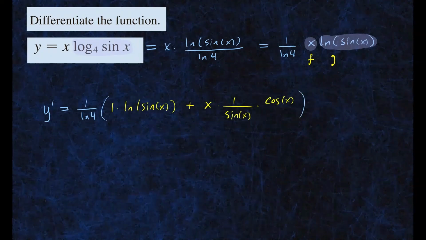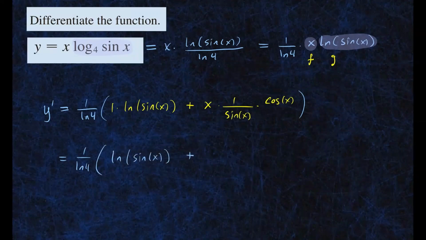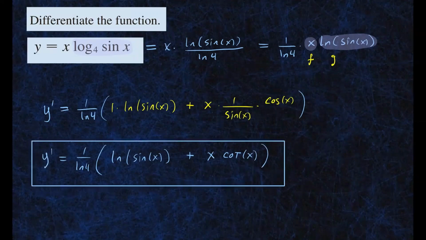Now, simplify, rearrange the terms. This is equal to 1 over ln of 4 times all of that. So I can just write this as ln of sine of x plus x times cosine over sine. Well, cosine over sine, that's cotangent. So I can write this as cotangent of x. So this is my final answer for y prime.